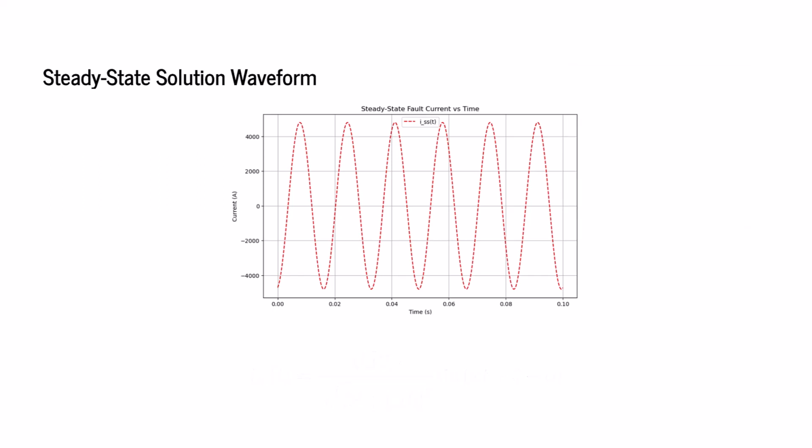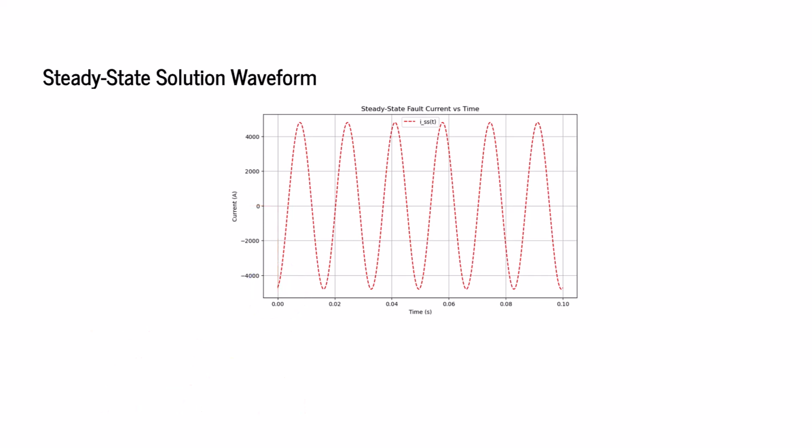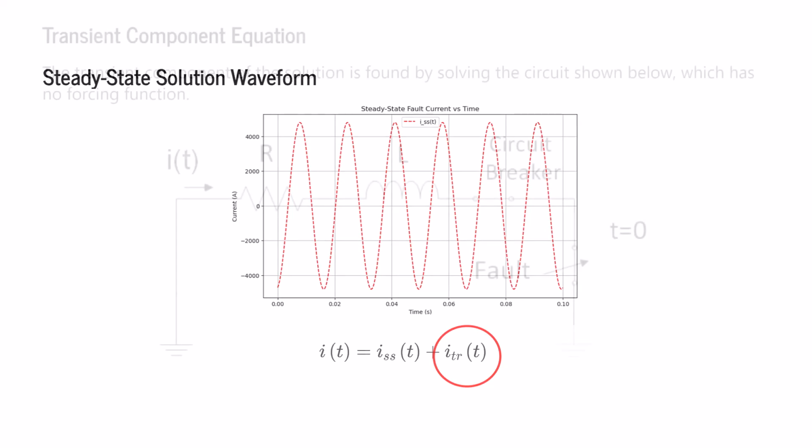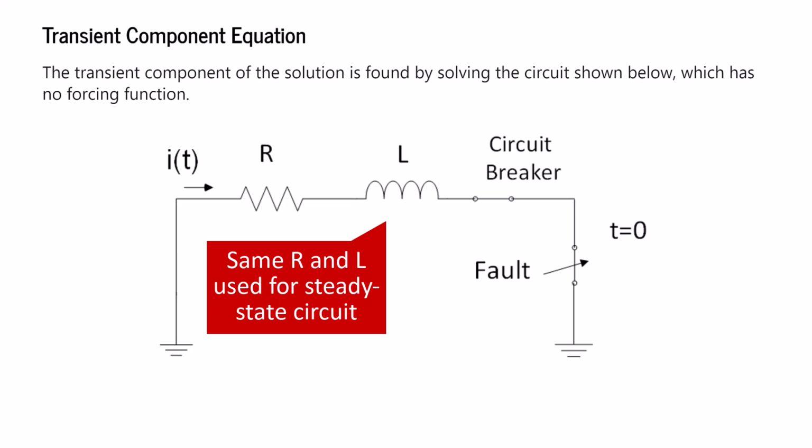The steady-state current solution is still incomplete though, since we have a boundary condition of current equal to 0 at time equal to 0. Looking at this steady-state component plot, we see an instantaneous jump in the current when the fault is applied. This is not possible since current cannot change instantaneously in the series inductance. We need to model the transition from a steady-state pre-fault circuit to a steady-state faulted circuit by including an additional transient component. The transient component of the solution is found by solving the circuit shown here.